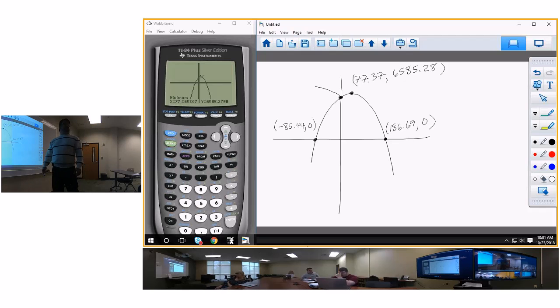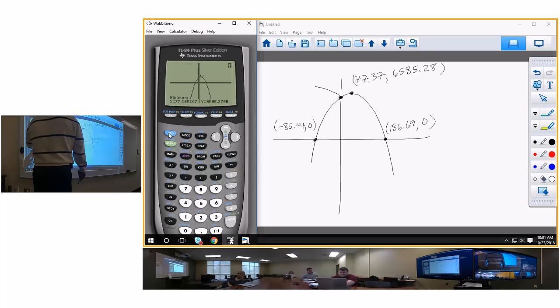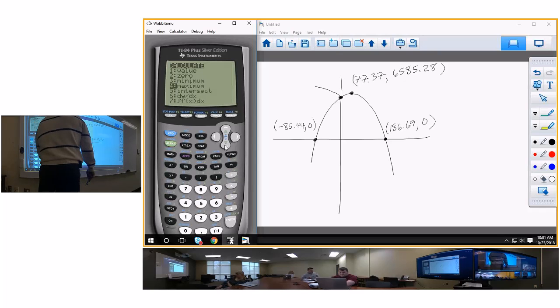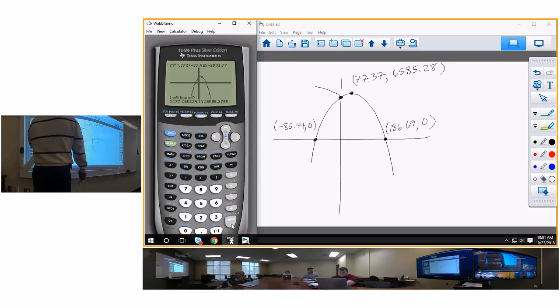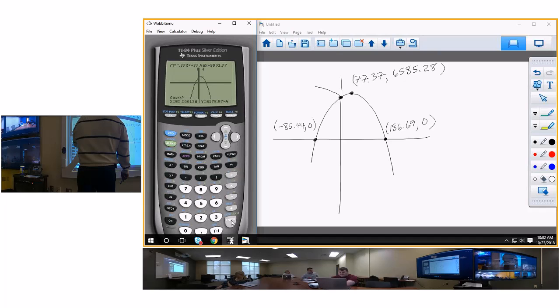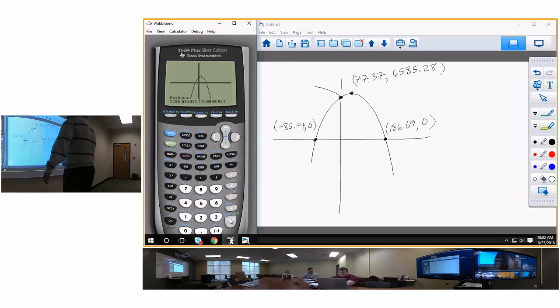I don't know what I did, but when I did the maximum, I got 50. I didn't get 77. Well, let me check it again. I'm probably doing something wrong, but I'll check it again for you. I'm going to check maximum, and the left bound is there, and the right bound is there. And now it's saying 50. Okay, my bad. I must have done something wrong.